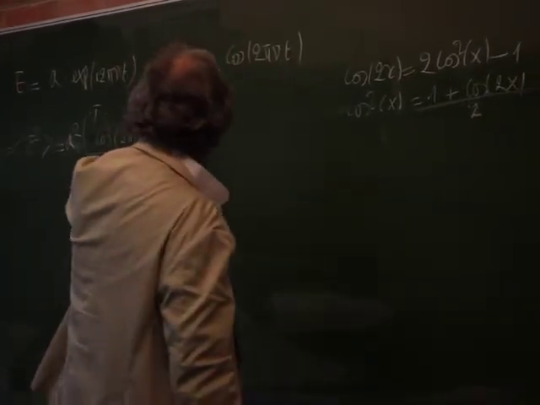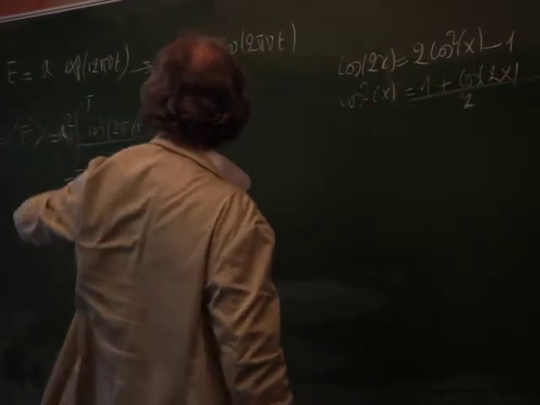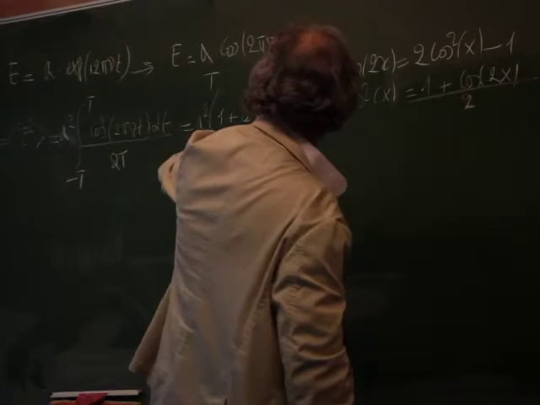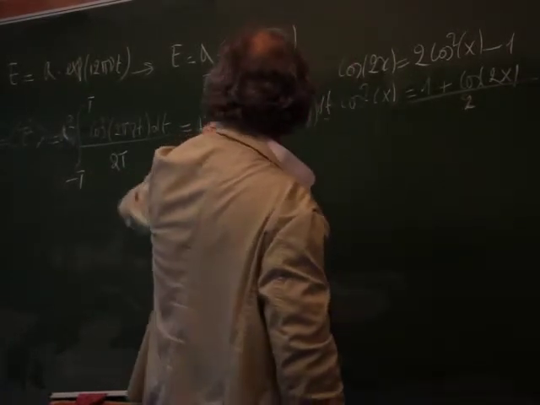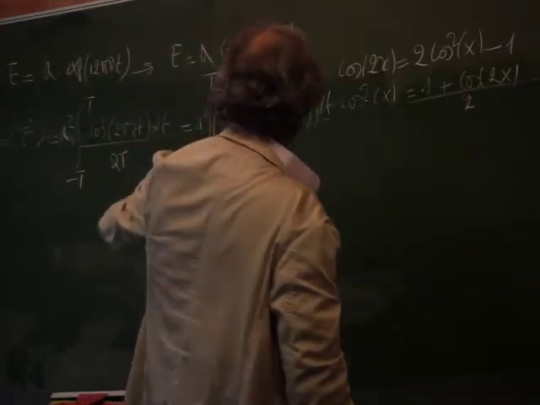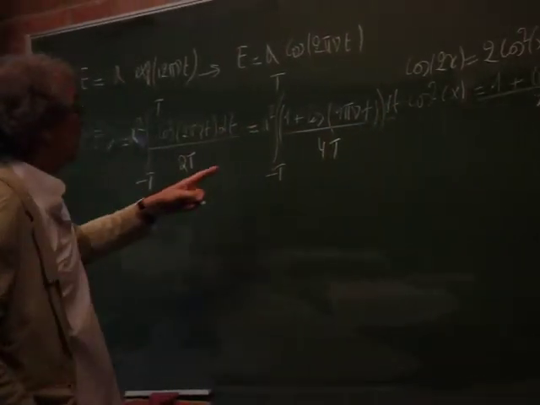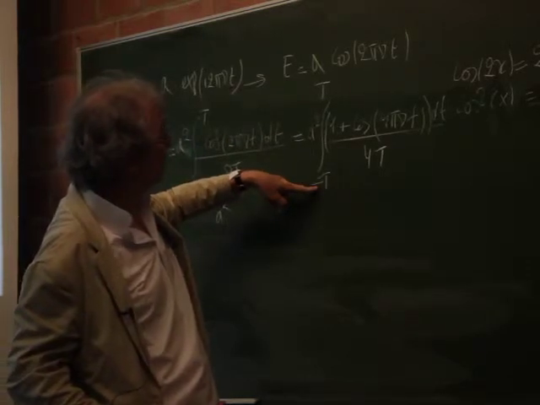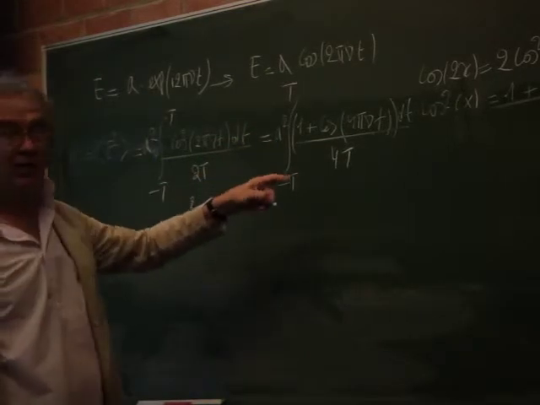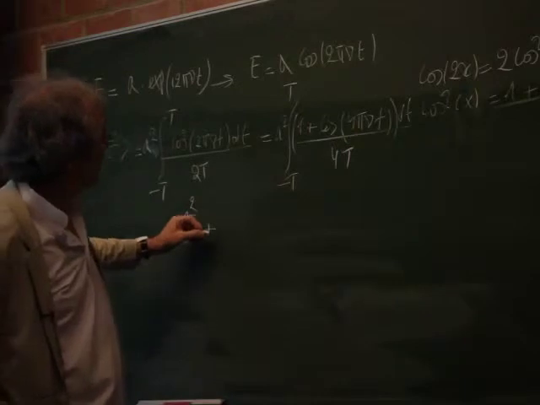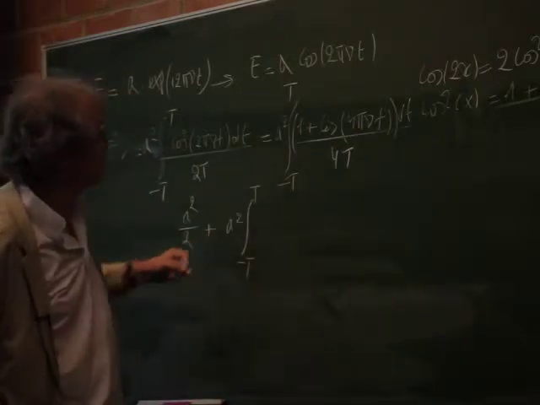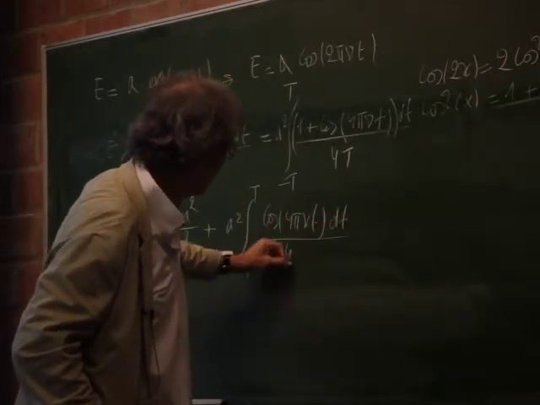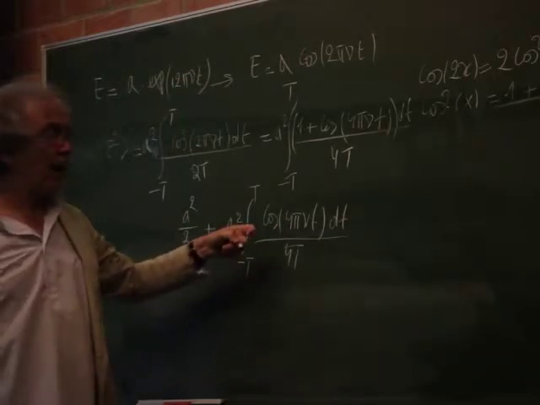Just replace it here, so it will be equal to A square times this integration of 1 plus cosine of 4 pi nu t dt over 4T. First I integrate 1 from minus T to T, so it will be 2T divided by 4T. It will be A square divided by 2, plus A square times the integration from minus T to plus T of the cosine of 4 pi nu t dt over 4T.